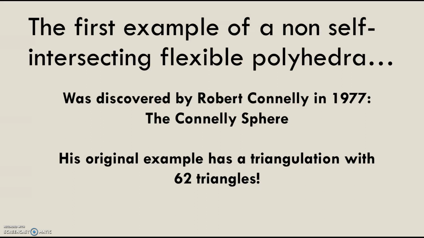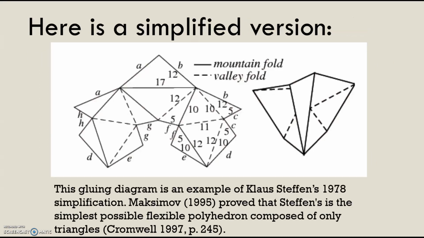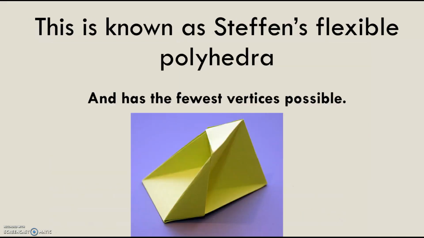And I actually didn't find any pictures or models of this because it's pretty complex. But there is a simplified version created by Klaus Steffen in 1978. And then Maksimov in 1995 proved that Steffen's is the simplest possible flexible polyhedron composed of only triangles. And so this would be something to show students some more modern math or things that have been proved more recently.